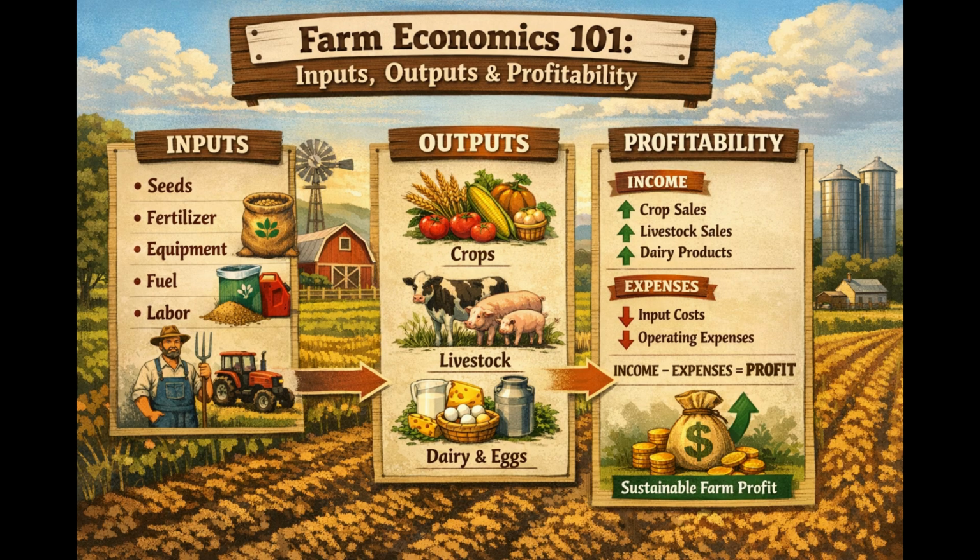Let's talk about something that keeps every farmer up at night: market price volatility. You can do everything right. You can plant the perfect crop, manage it beautifully, harvest at peak quality. But if the market price crashes between planting and harvest, you can still lose money. And this happens all the time. Agricultural markets are notoriously volatile. Supply and demand shift constantly.